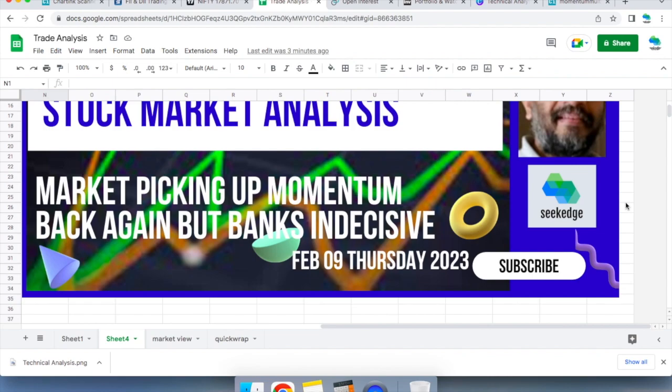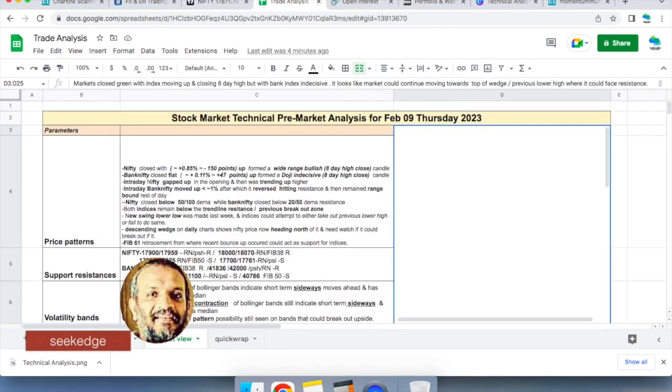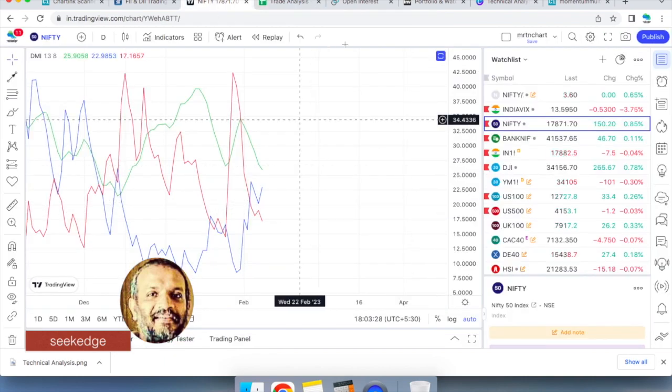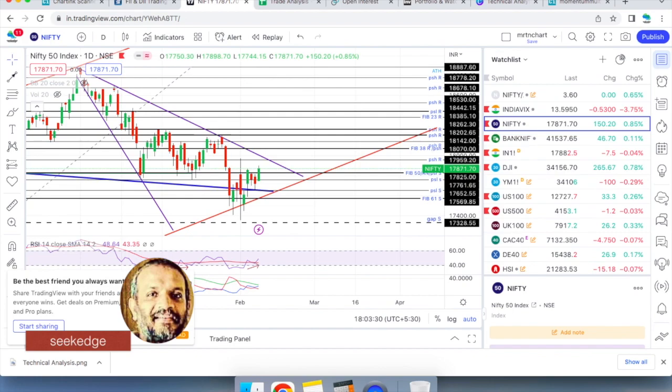And today we had a minor event, the RBI monetary policy announcement in the morning, and the market was jittery, especially the banks. There was some indecisiveness, but otherwise the market has picked up. Let's see exactly what we are talking about, straight into the charts of the dailies.